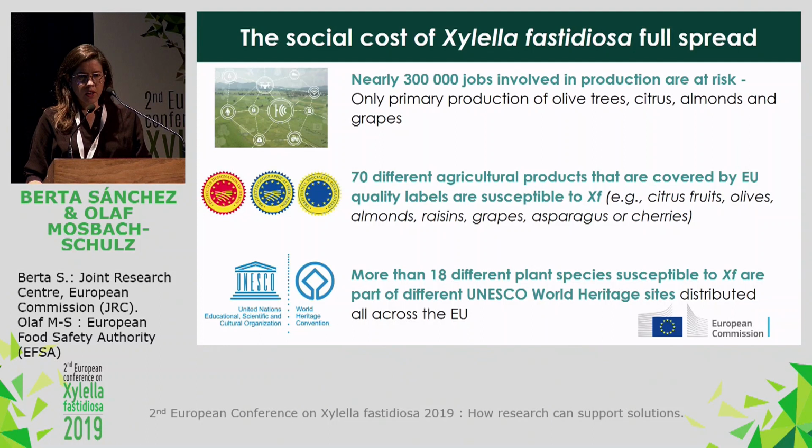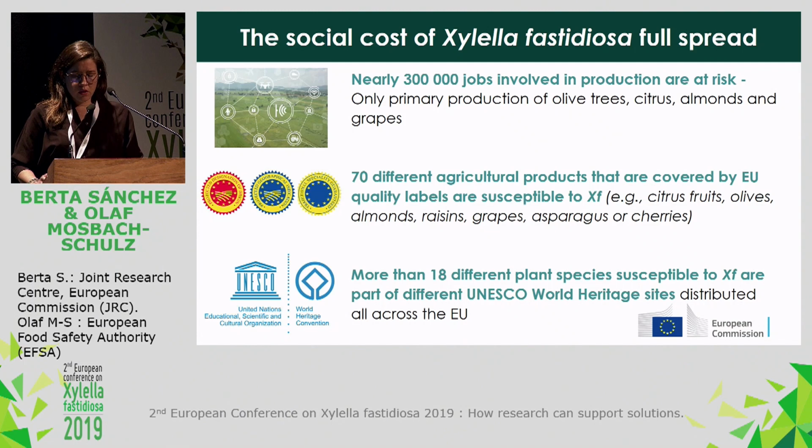And for the social cost of Xylella fastidiosa, we estimated nearly 3,000 jobs involved in production. We estimated that 70 agricultural products covered by European Union quality labels, like, for example, geographical indications, can be susceptible to Xylella fastidiosa or related to hosts susceptible to Xylella fastidiosa, and more than 18 different plant species susceptible to Xylella fastidiosa are part of different UNESCO World Heritage Sites that are distributed all across the European Union.